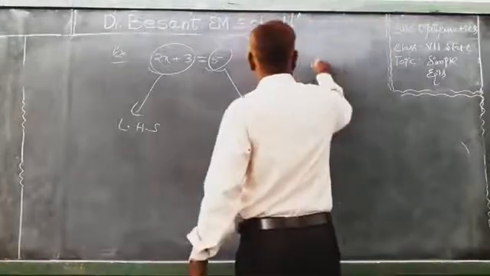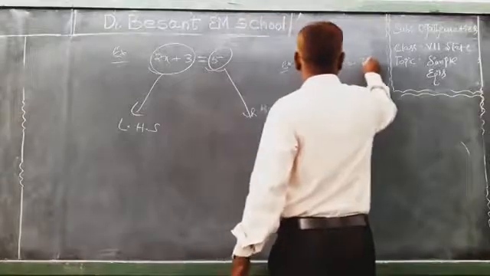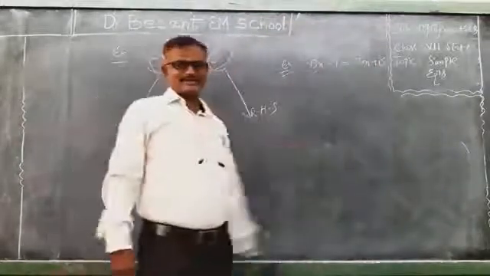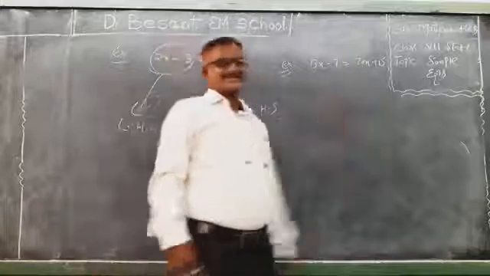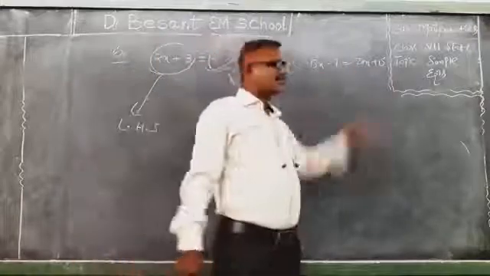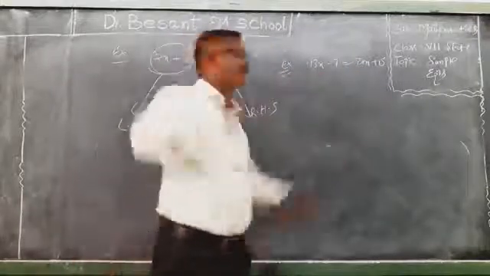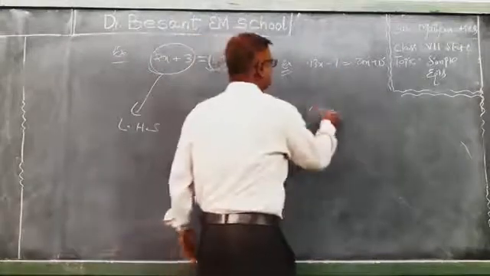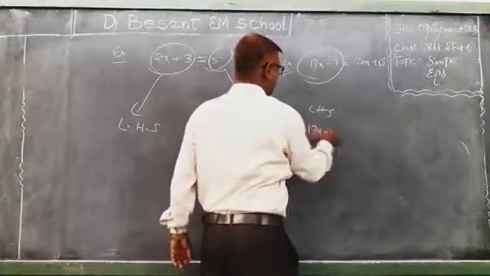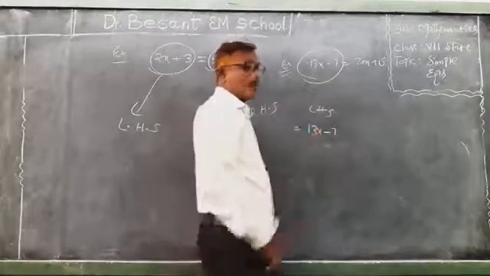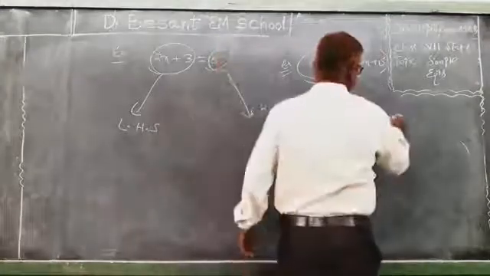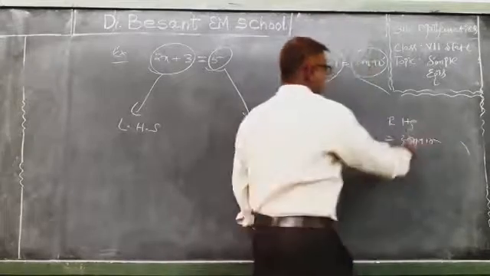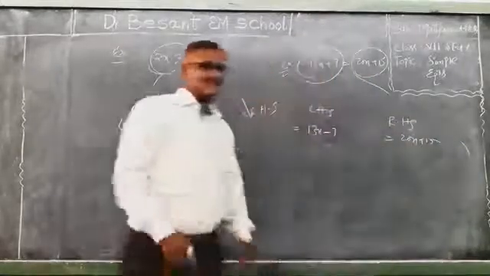Come to one more example. See this one: 13x minus 7 equals 20x plus 15. In this equation, what is this? Algebraic expression. What is this? Algebraic expression. Here these two algebraic expressions are connected with the symbol of equality. What is LHS? Yes, 13x minus 7. What is RHS? Yes, RHS is equal to 20x plus 15.